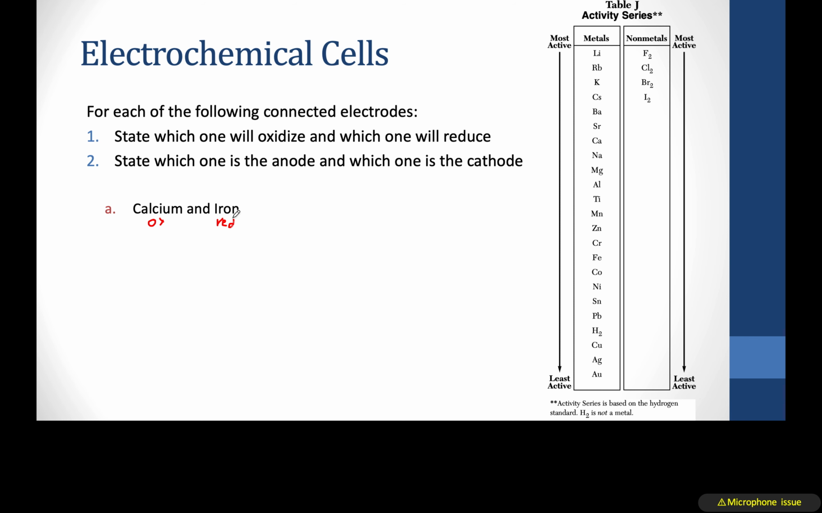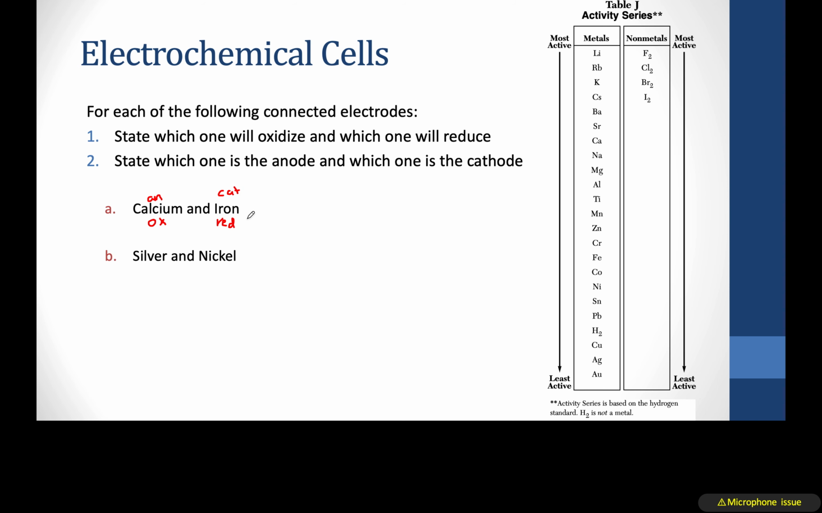Okay, and it's also asking us what's the anode, what's the cathode. Remember, red cat, so reduction happens at the cathode, and that means an ox, right? The anode is oxidation. So calcium, if we made a battery out of calcium and iron, the calcium would be the anode. It would lose electrons because it gets oxidized. It would go to the iron, which is the cathode, where the iron would gain them and get reduced.